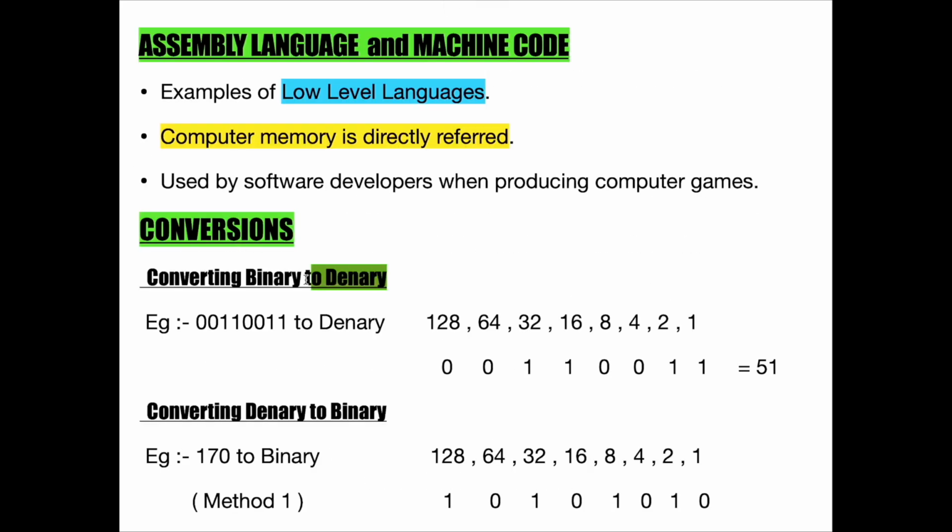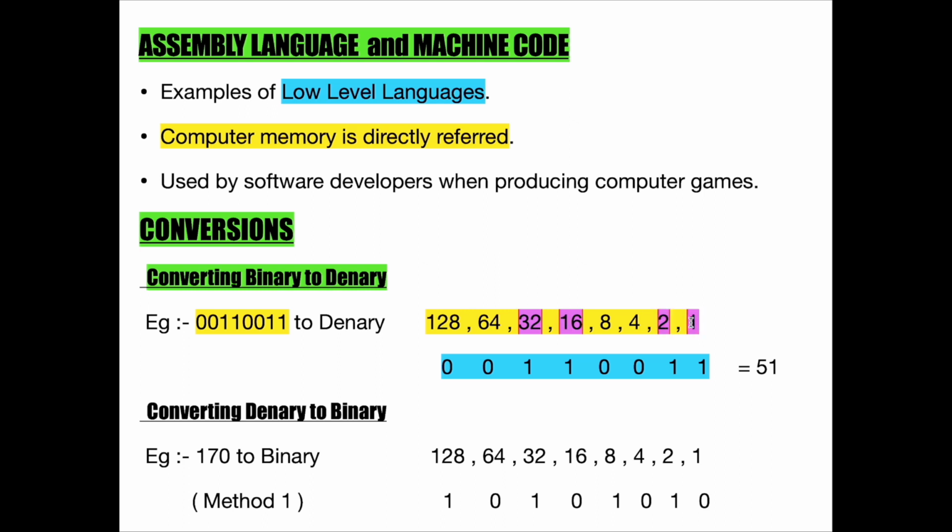The first conversion is the conversion of binary to denary. This value is the binary value. These values are the 2 to the power x values. What you have to do is simply assign the zeros and ones to the 2 to the power x values each. Then add together the values which are assigned to 1. Here it is, 32 plus 16 plus 2 plus 1, which gives us 51 as the denary value.